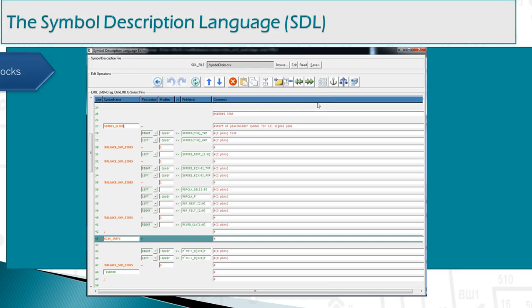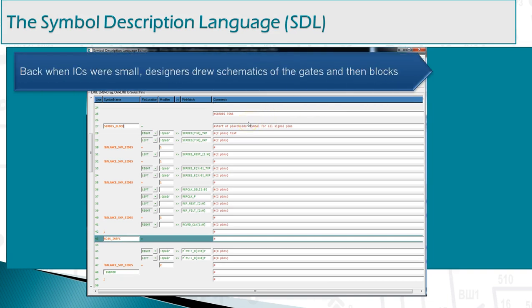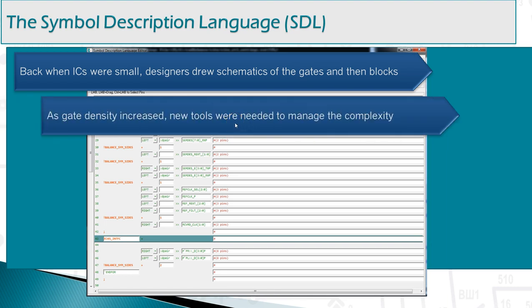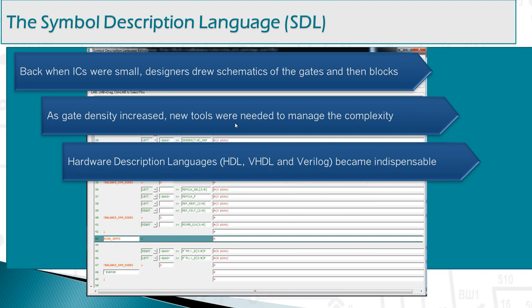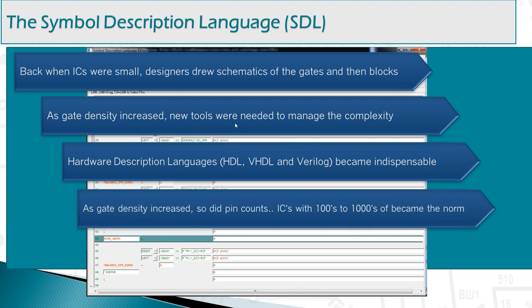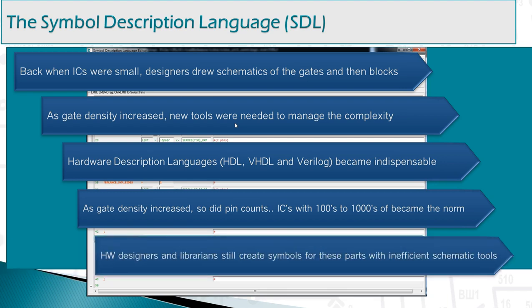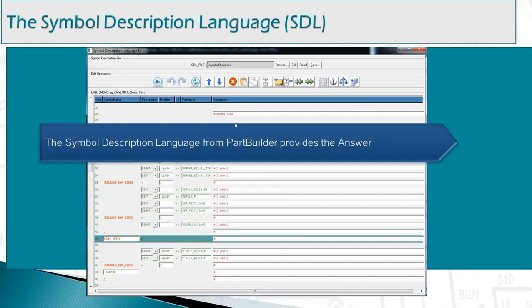The symbol description language. Back when ICs were small, designers drew schematics of the gates and then the blocks. As gate density increased, new tools were needed to manage the complexity. Hardware description languages like HDL, VHDL, and Verilog became indispensable. As gate density increased, so did pin counts. ICs with hundreds to thousands became the norm. Hardware designers and librarians still create symbols for these parts with inefficient schematic tools. The symbol description language from PartBuilder provides the answer.